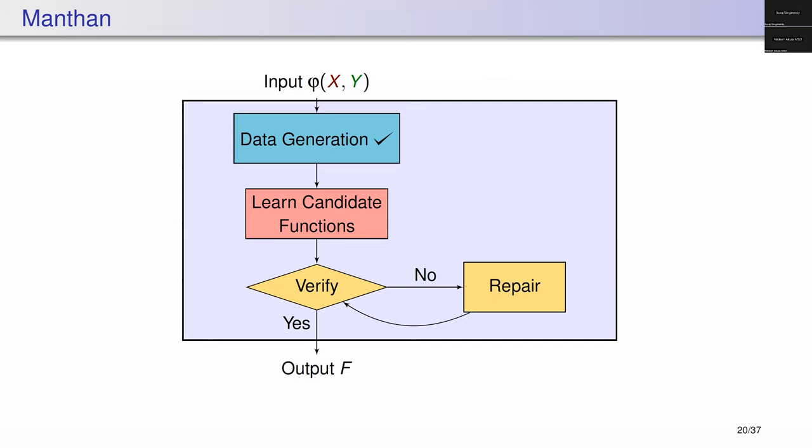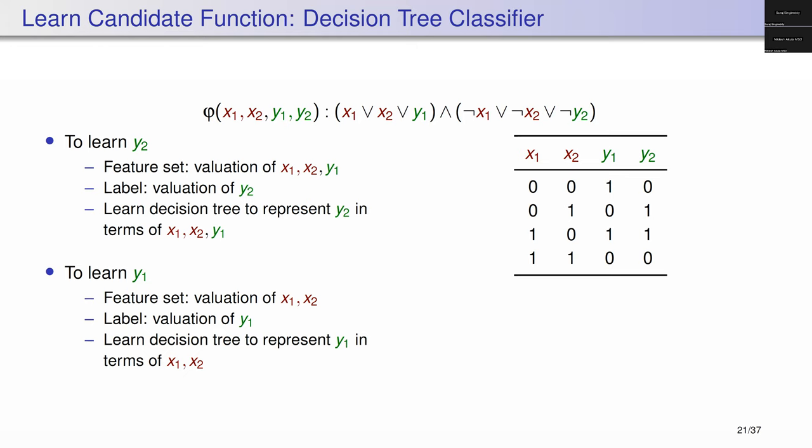All right, so I talked about the first stage, which is that you start with a specification and you generate the data. And once we have this data, it can now allow us to use learning techniques. In particular, we rely on decision trees. So what do we do? We have the data, and now we can treat this as a classification problem. So you can say that I am going to treat Y as the labels and X as the features. So we can say, let me try to learn y2 in terms of x1, x2, and y1. And then I'm going to learn y1 in terms of x1, x2.